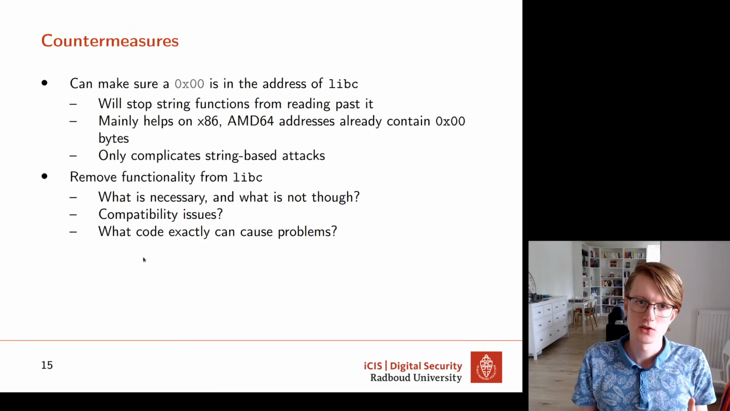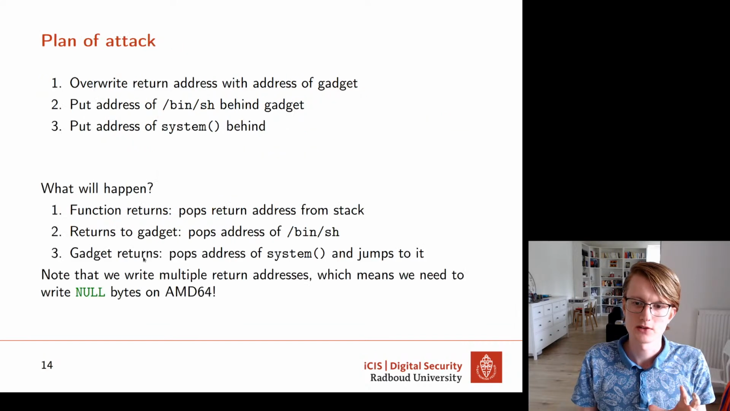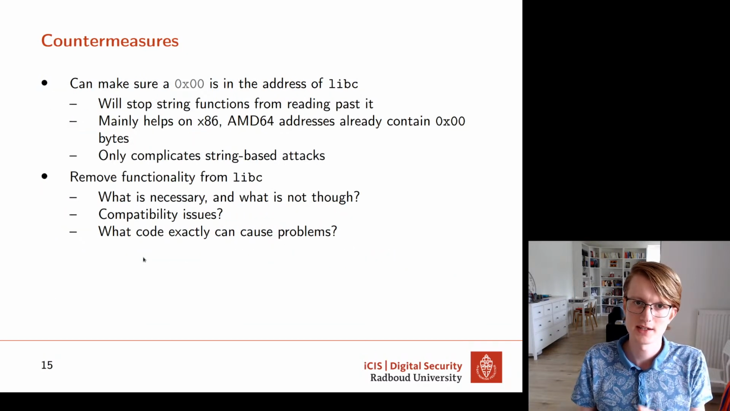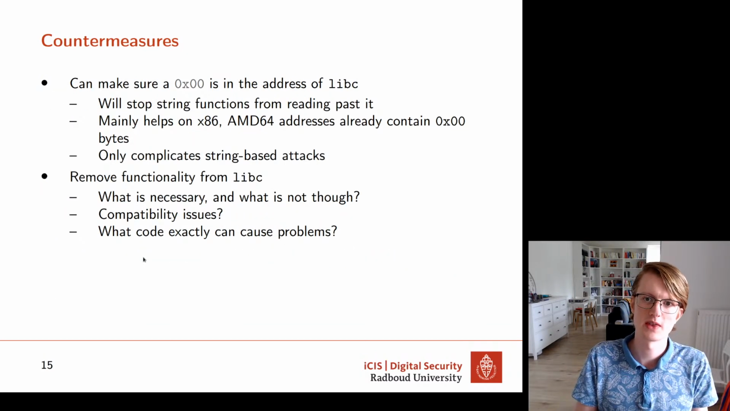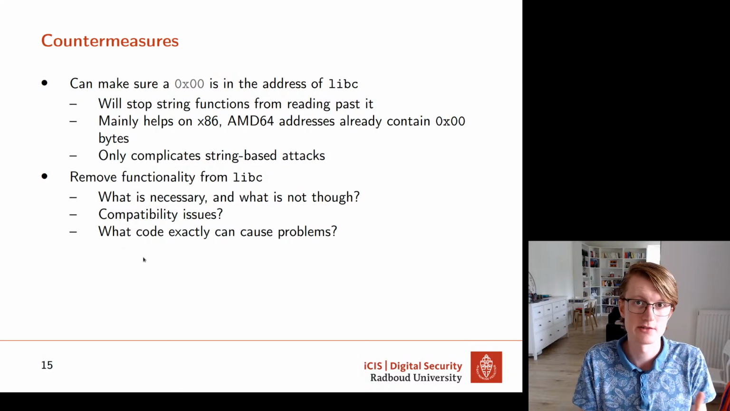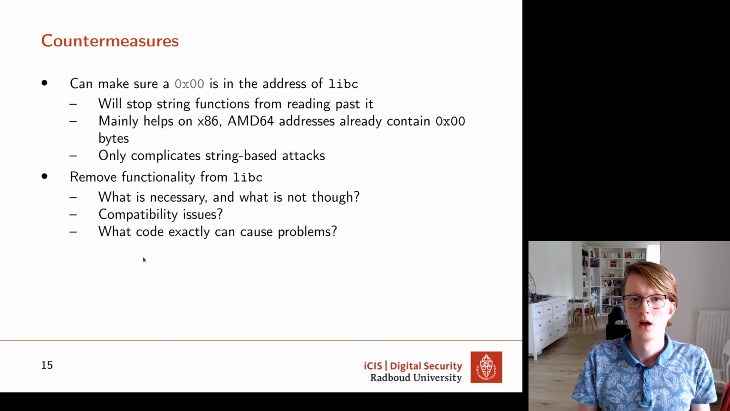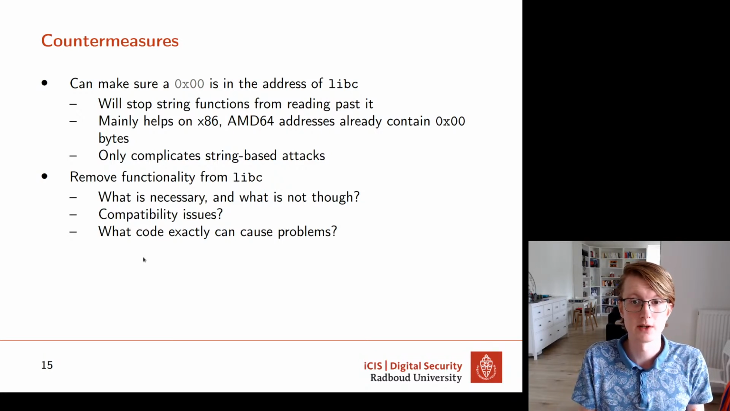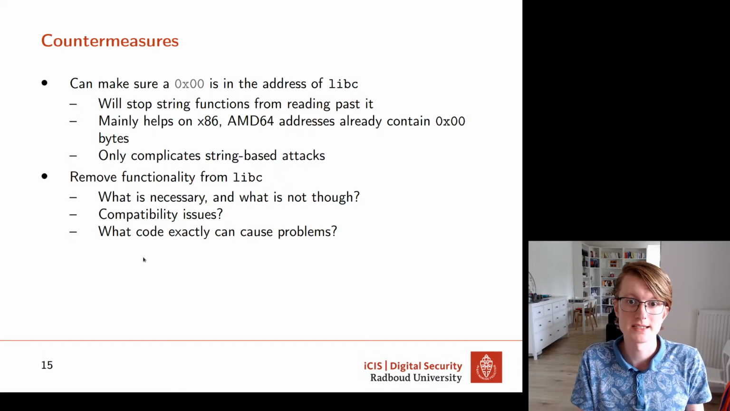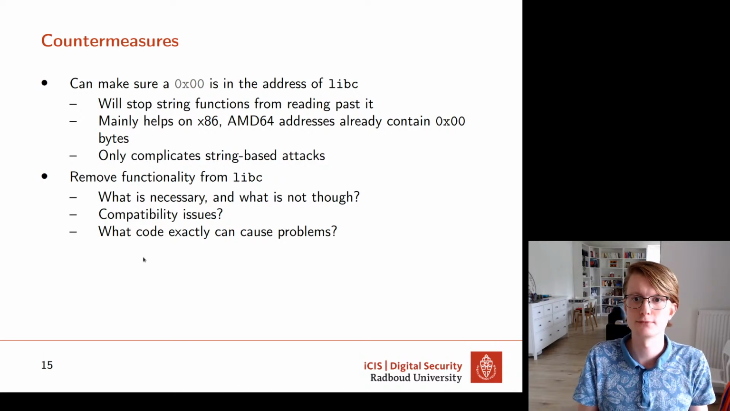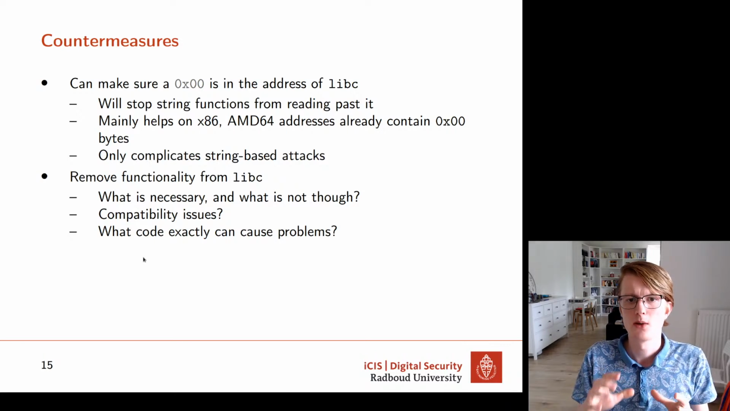We can make sure that there's a bunch of countermeasures to this kind of attacks, and one of those is that we can make sure that there's a null byte in the address of libc. That will stop functions from reading past it, and this is also, in fact, what makes this attack so hard to do on AMD64. But that only complicates string-based attacks.